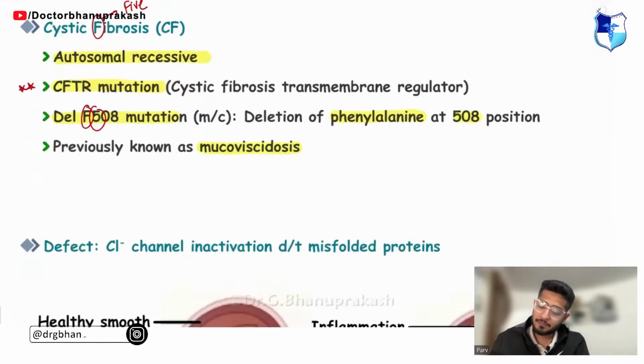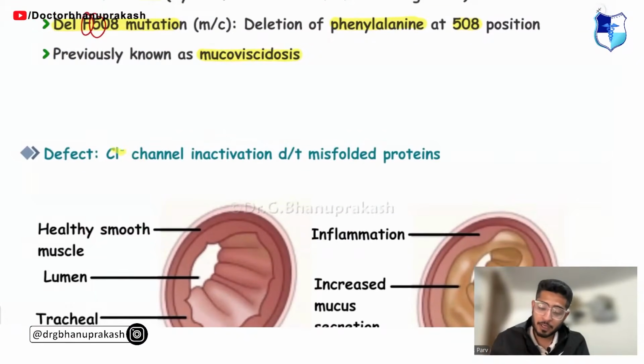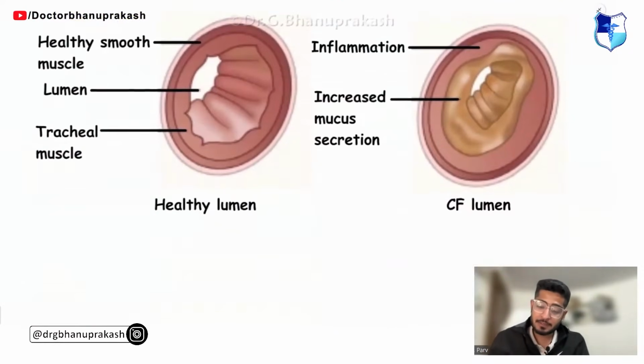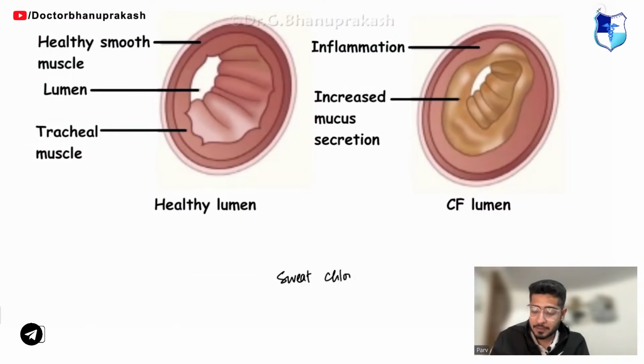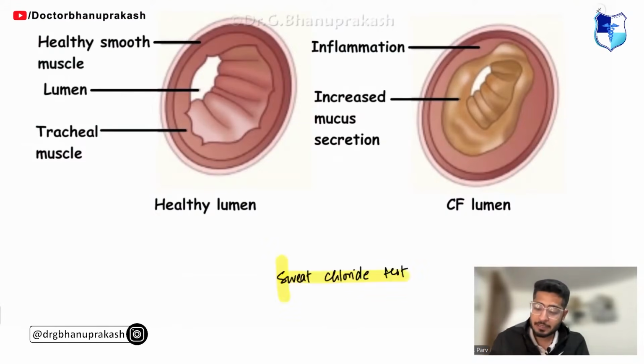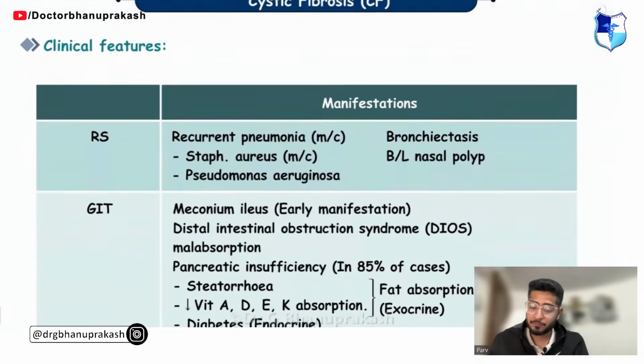Okay, so what is the defect? Defect is actually in the chloride channel. So C for CFTR, so C for what? C for chloride channel inactivation is going to be there in this case. And what you are going to do, you are going to do the sweat chloride test. This has been asked in the question, so I've told you.